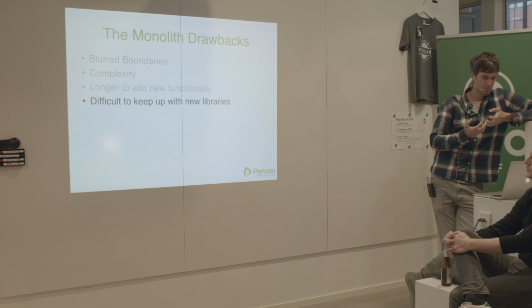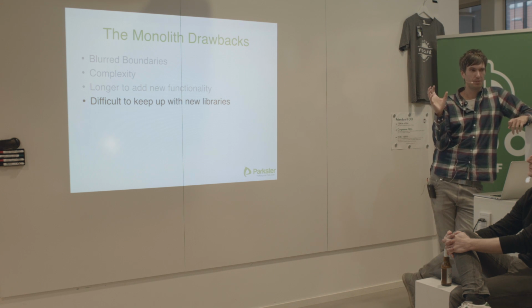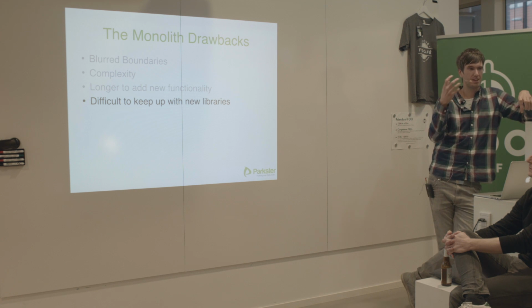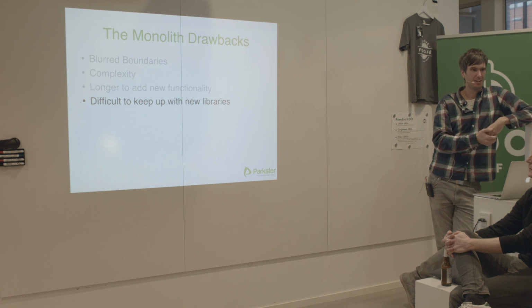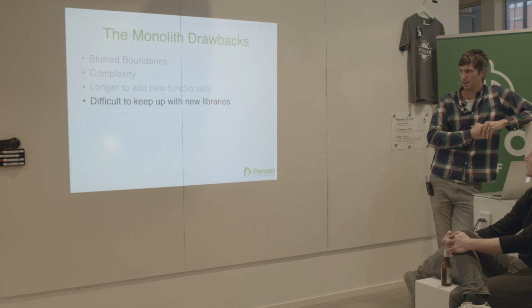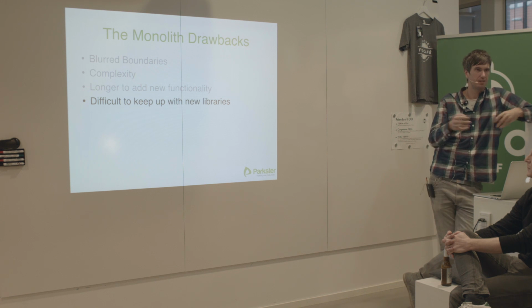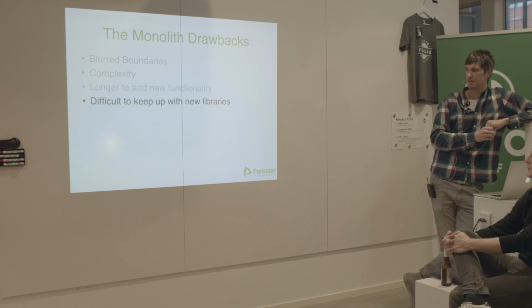Another thing was that it was difficult to keep up with new libraries. Since we were using Spring Roo, it had a dependency on AspectJ, which had a dependency on the Java version. So we couldn't use some libraries that depended on other versions of AspectJ, and it became really hard to upgrade our core frameworks like Spring. It took a very long time, and it was really painful to do that.